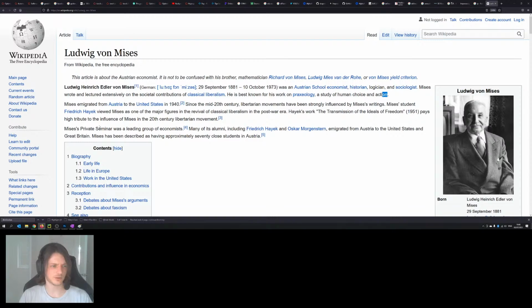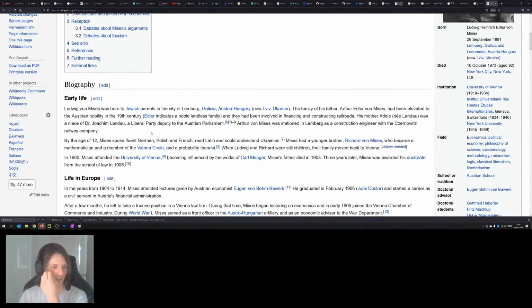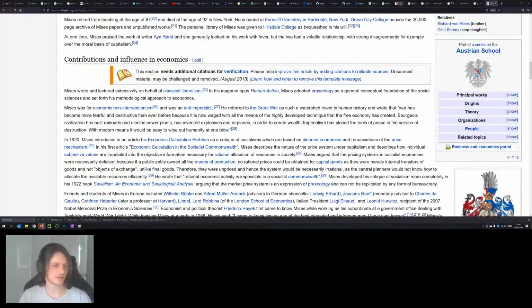Mises immigrated from Austria. Mises' private seminar was a leading group of economists. Many of its alumni, including Friedrich Hayek and Oskar Morgenstern, immigrated from Austria to the United States and Great Britain. Mises has been described as having an early life in Europe, work in the States.